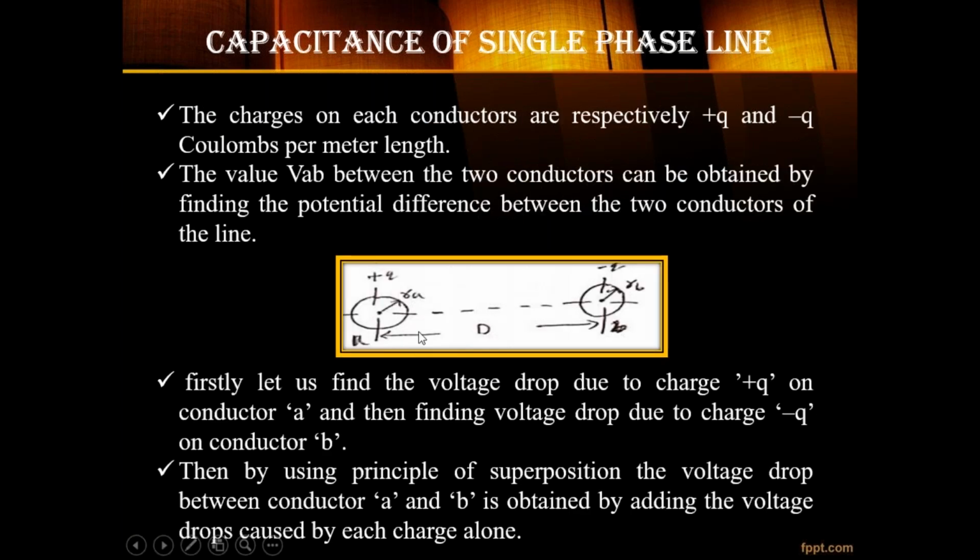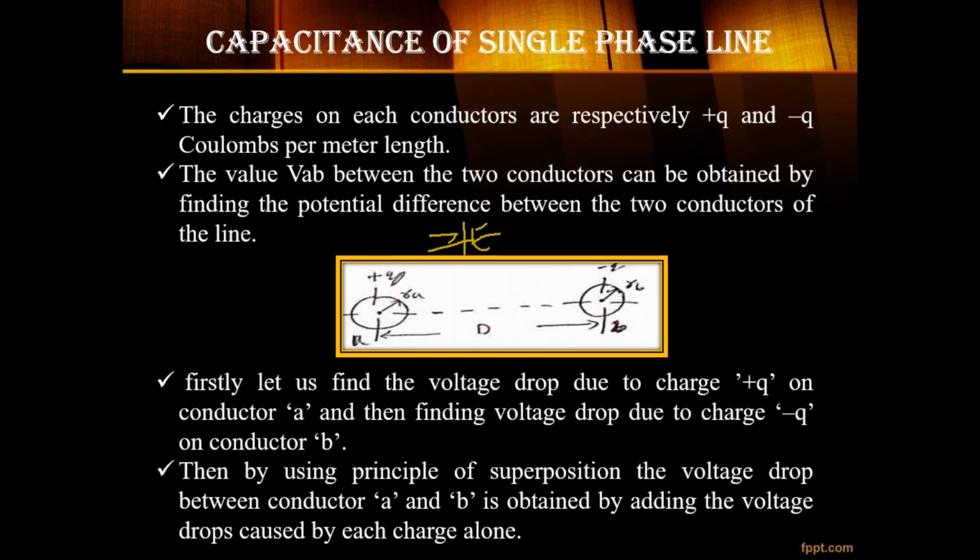The charges on each conductor are positive Q and negative Q coulombs per meter length. I already told you that it should look like a parallel plate capacitor. It should be like this. Here the positive charges are entering at this terminal, and the negative charges are terminating at this terminal.